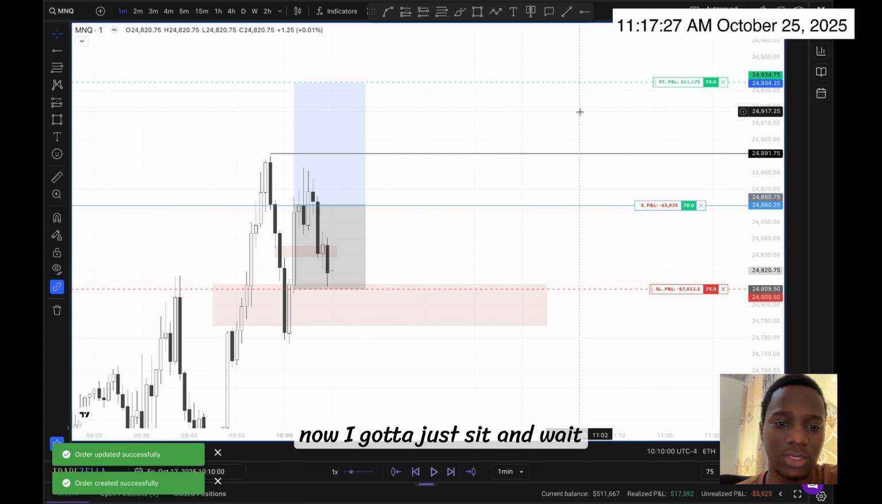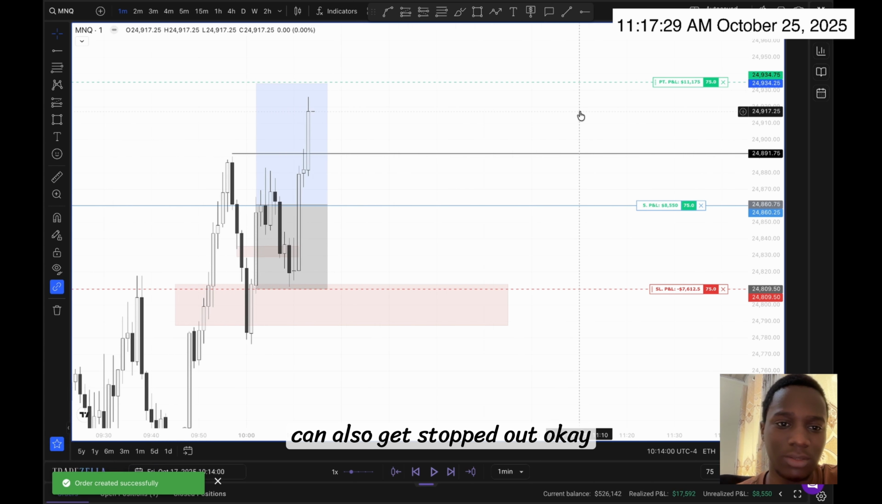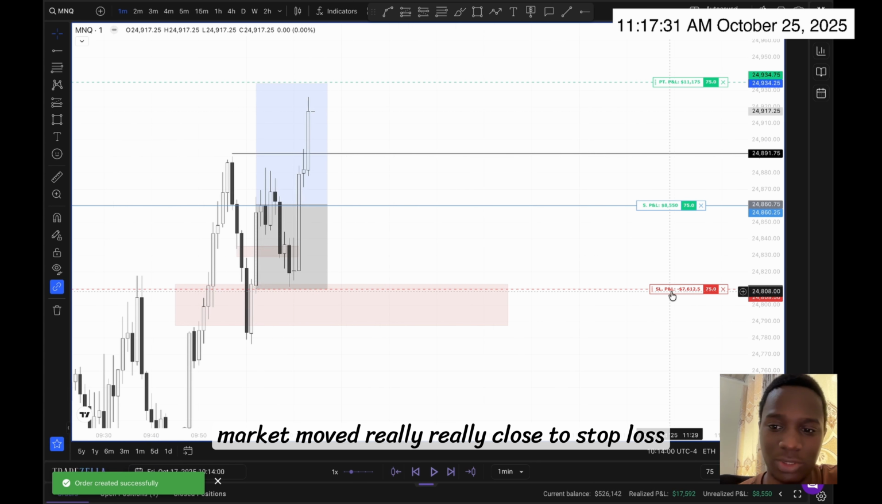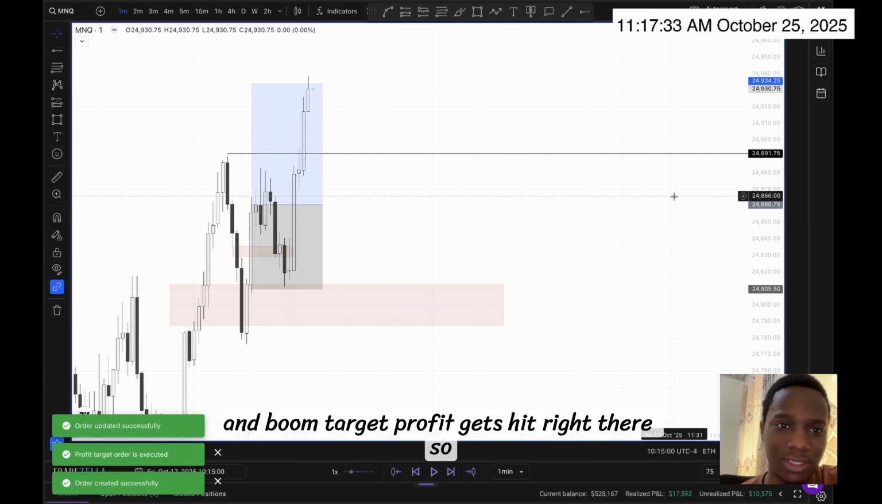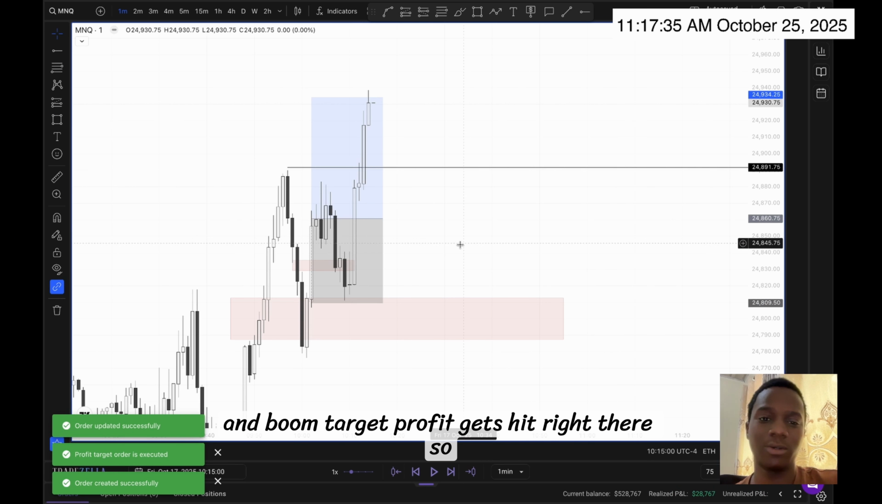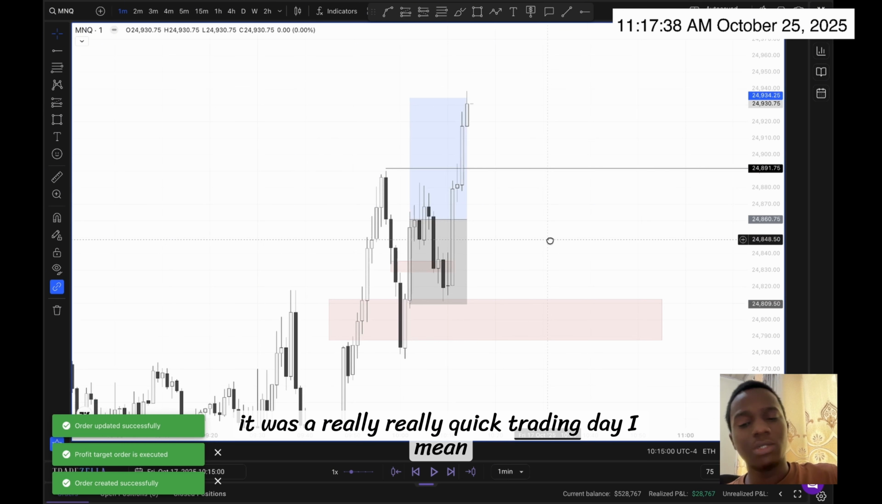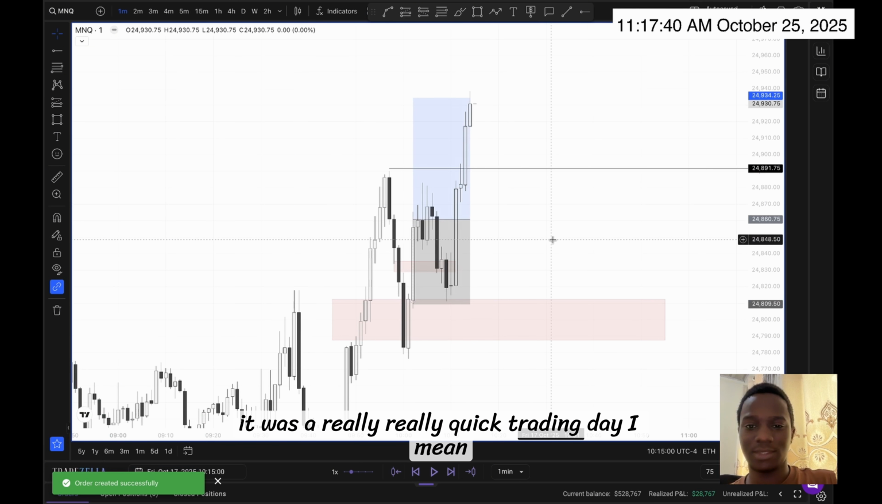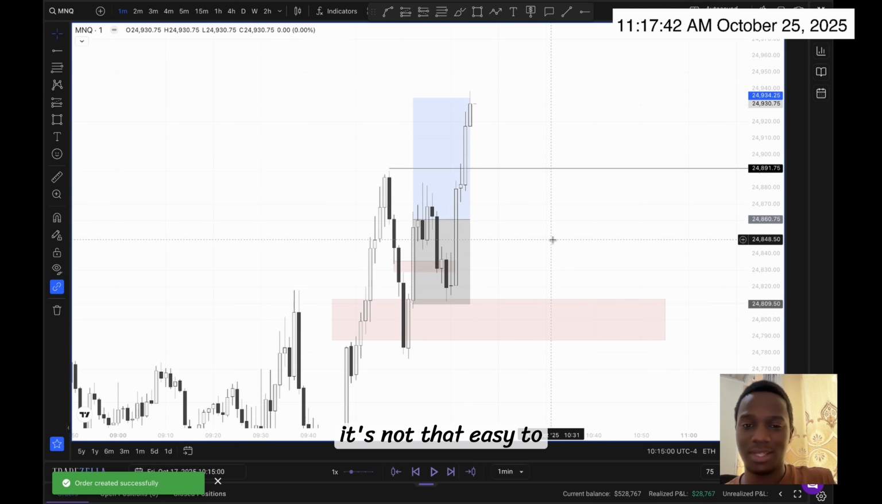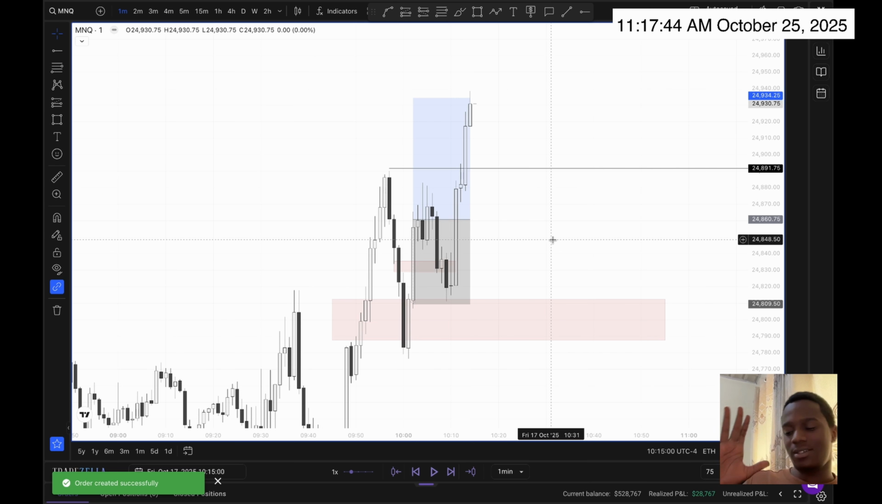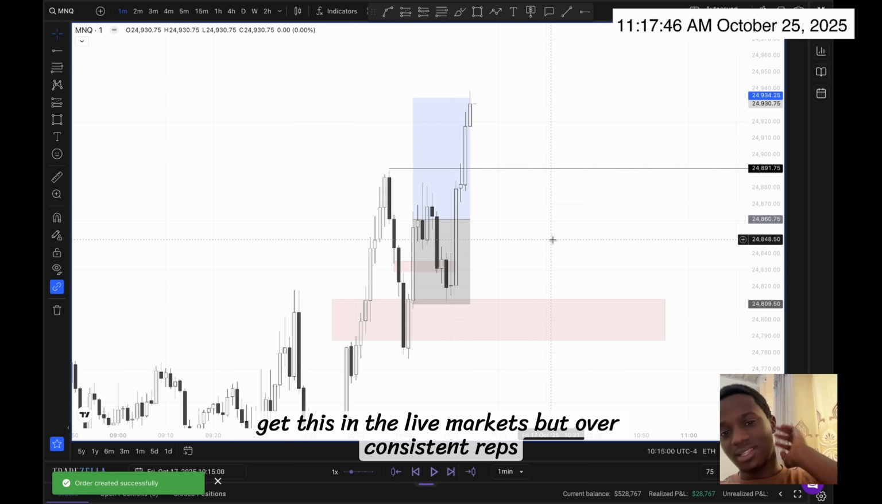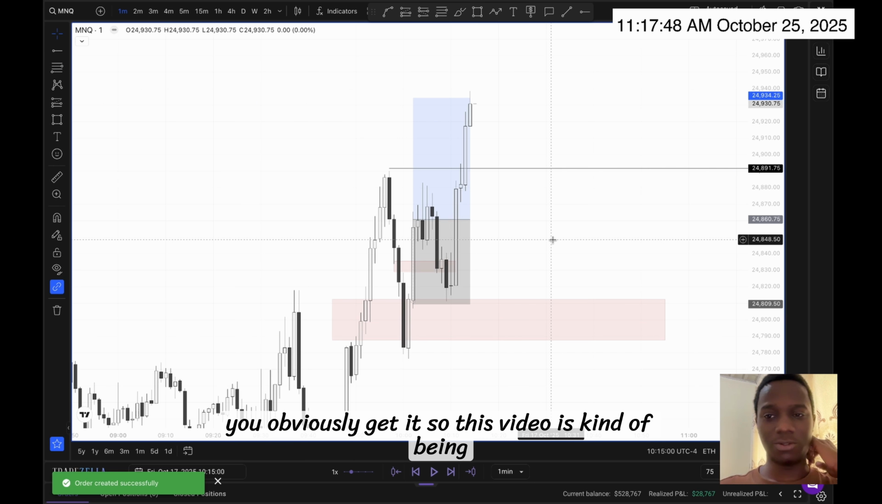Now just sit and wait, it can also get stopped out. Okay, market moved really close to stop loss. I'll move to break even, and boom, target profit gets hit right there. So it was a really quick trading day. I mean, it's not that easy to get this in the live markets, but over consistent reps you obviously get it.